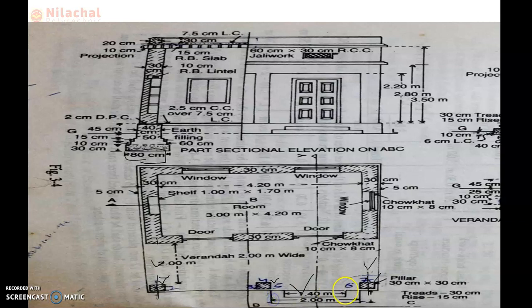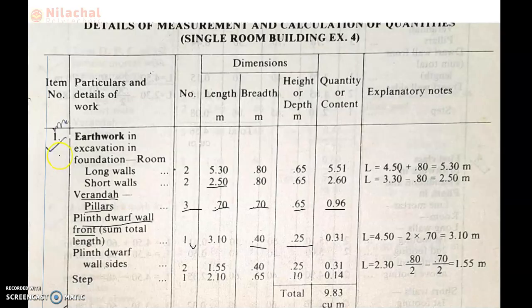For the step, we consider the offset for both sides 0.05 plus 0.05, or we can consider 5 mm for both side offset, because in case of step we need extra excavation to place the step here. So the length of the step is 2.10 because 2 meter plus both side offset 5 mm and 5 mm is considered. The total value is 2 meter plus 0.05 plus 0.05, which is equal to 2.10 meter.